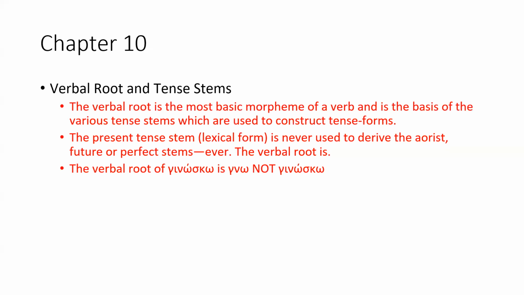So, verbal root and tense stems. The verbal root is the most basic morpheme of a verb and is the basis of the various tense stems which are used to construct tense forms. The present tense stem or lexical form is never used to derive the aorist, future, or perfect stems, ever. The verbal root of gnosko is gno, not gnosk or gnosko.